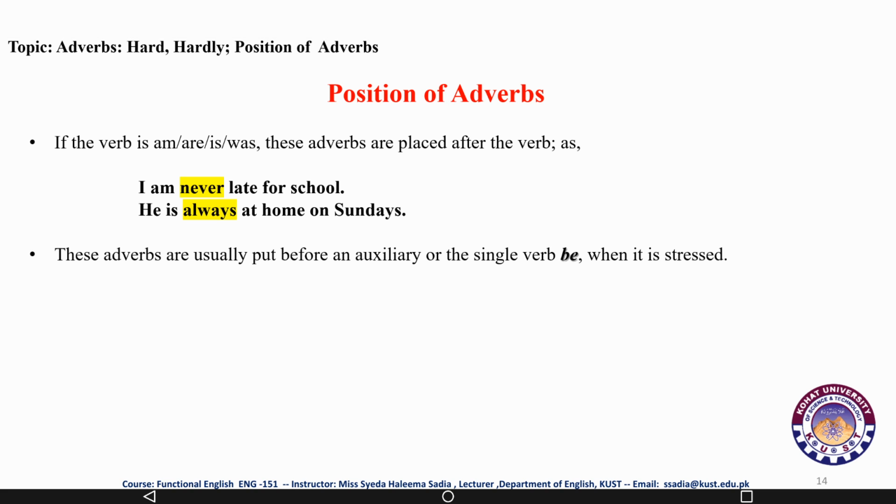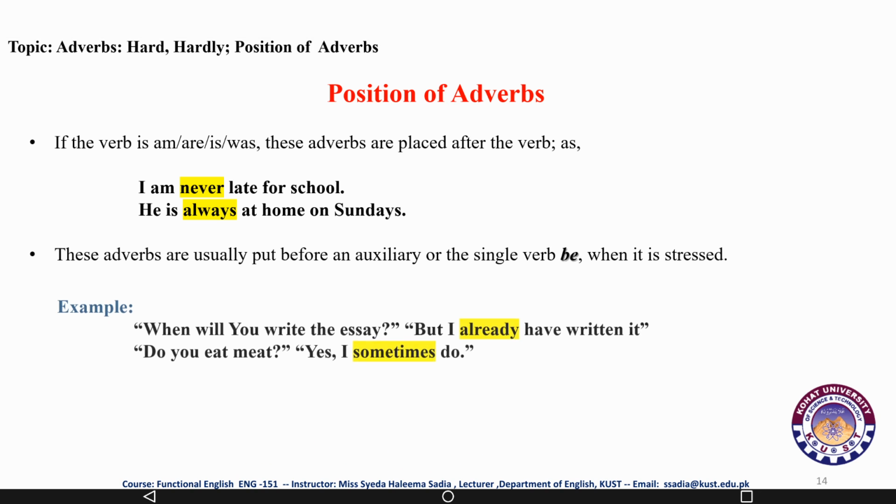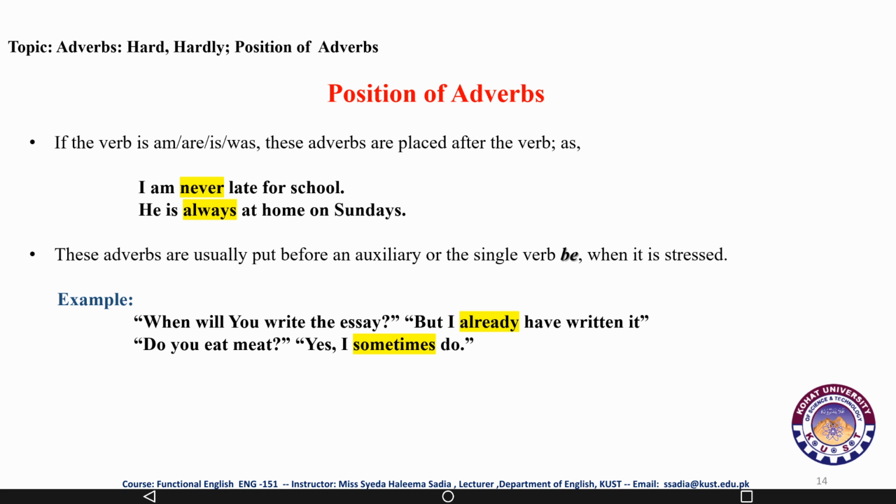Then these adverbs are usually put before an auxiliary or the single verb be when it is stressed. When will you write the essay? But I already have written it. Do you eat meat? Yes, I sometimes do. So here they are saying that these adverbs are usually put before an auxiliary or single verb be when it is stressed, when you are stressing upon it.